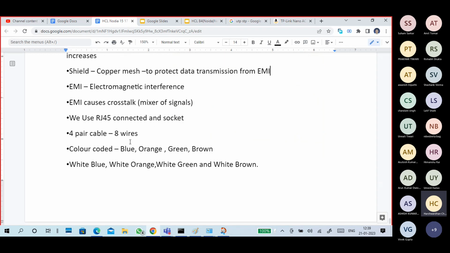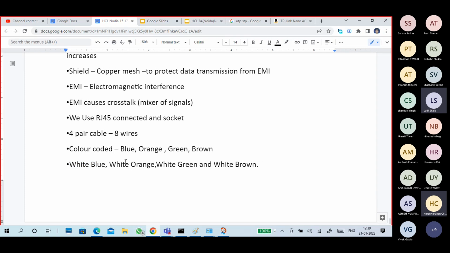Okay. So we also call this one a 4-pair cable. It contains 8 wires. The wires are color coded. There is a blue wire, an orange wire, a green wire, and a brown wire, and their paired wires are there, like a white blue kind of stuff.